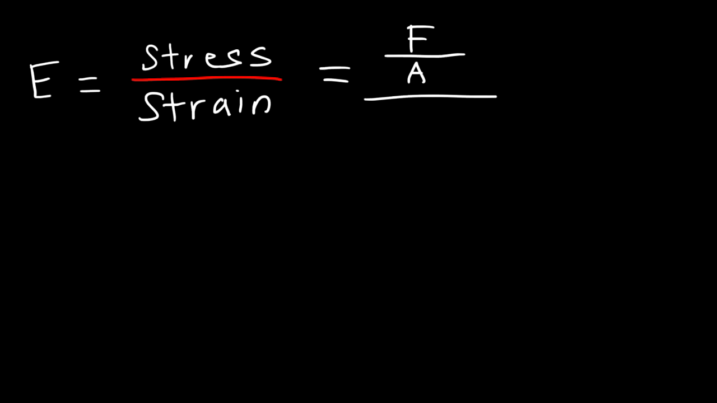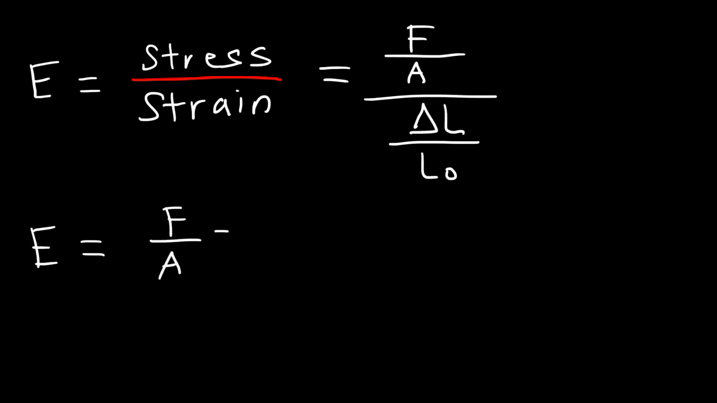Now strain, on the other hand, is a measure of the material's response to the stress applied. It tells you the fractional change in the length of the object. And as we said before, strain is the change in the length divided by the original length. So we could say that the elastic modulus, or Young's modulus, is F over A divided by this big fraction, delta L over L initial.